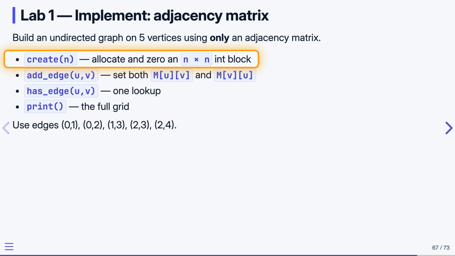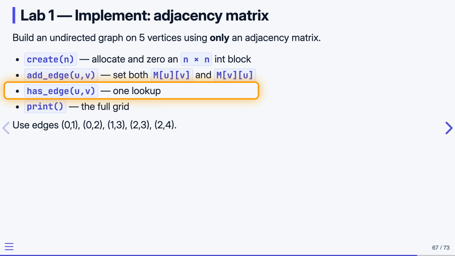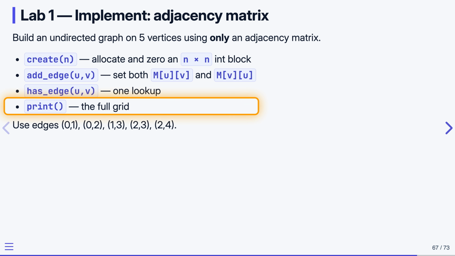First, create of n: allocate an n by n block of ints, and set every cell to 0. Second, addEdge of u and v, this is where the earlier bug bites. Set both m at row u, column v, and m at row v, column u. Third, hasEdge of u and v, that is just one lookup in the grid. Fourth, print. Show the full grid so you can read it by eye.